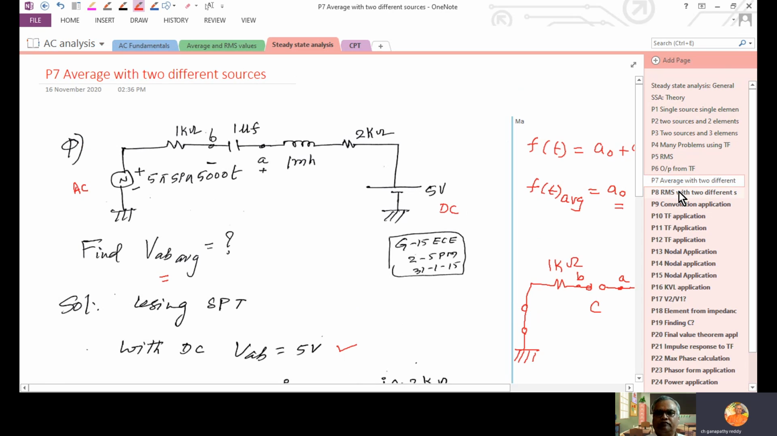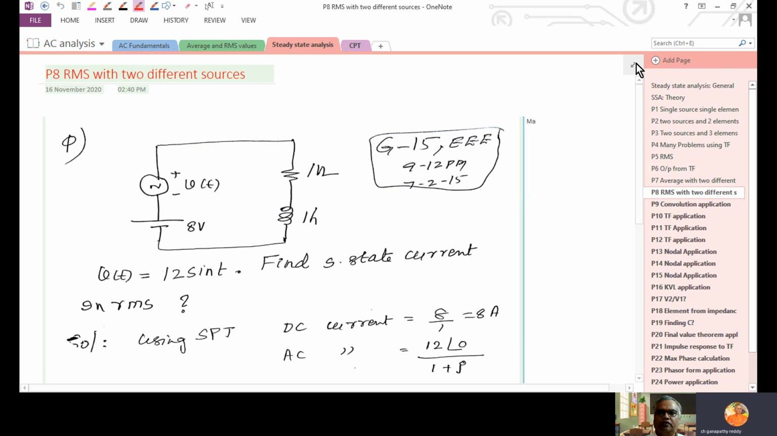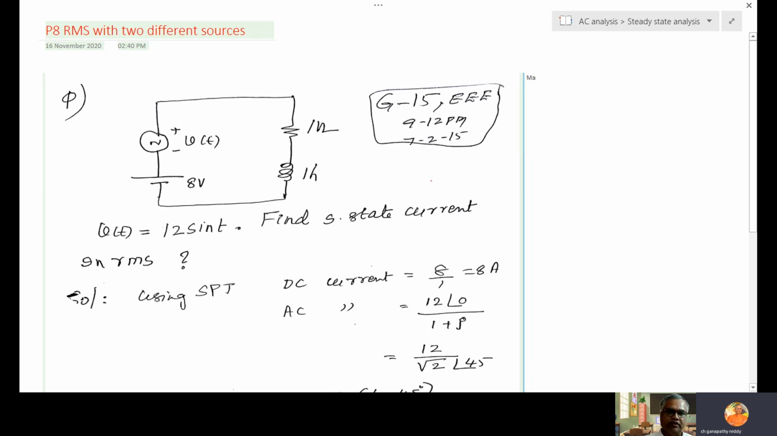Next problem is almost similar, but the question is to find the steady state current in RMS. The previous problem asked for average, now we are asking RMS. But this again contains AC plus DC. Because he is asking RMS, we have to find the AC response and the DC response also. So finally we have to find this current i of t. This contains two parts, IDC plus IAC.